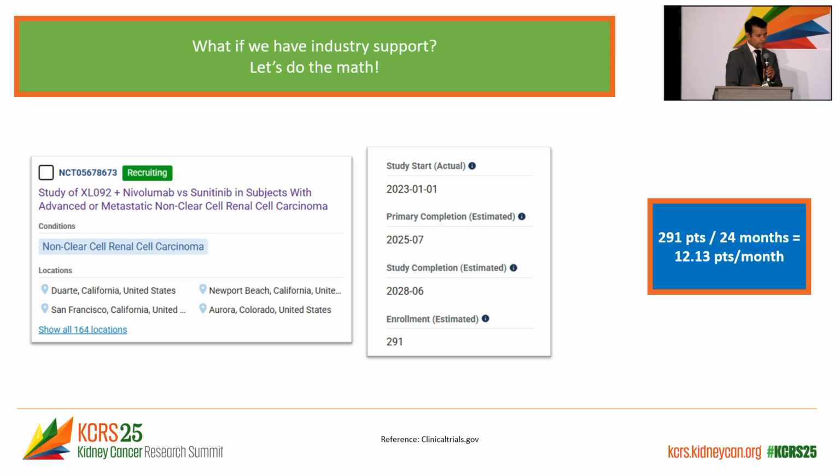And again, just using forward-thinking projections, stuff that's already in press releases or investor calls, we know that Stellar 304 at this point in time is somewhat nearing completion. So if I use the projected dates and what I know to be the study start dates here, 291 patients are projected to be enrolled across 24 months. So that's 12.13 patients per month. And this is actually doable. I think if we have 12 patients going on per month, phase 3 trials can happen in the setting of non-clear cell disease. So I think that the numbers here probably serve as the most compelling argument for why we really need industry support.